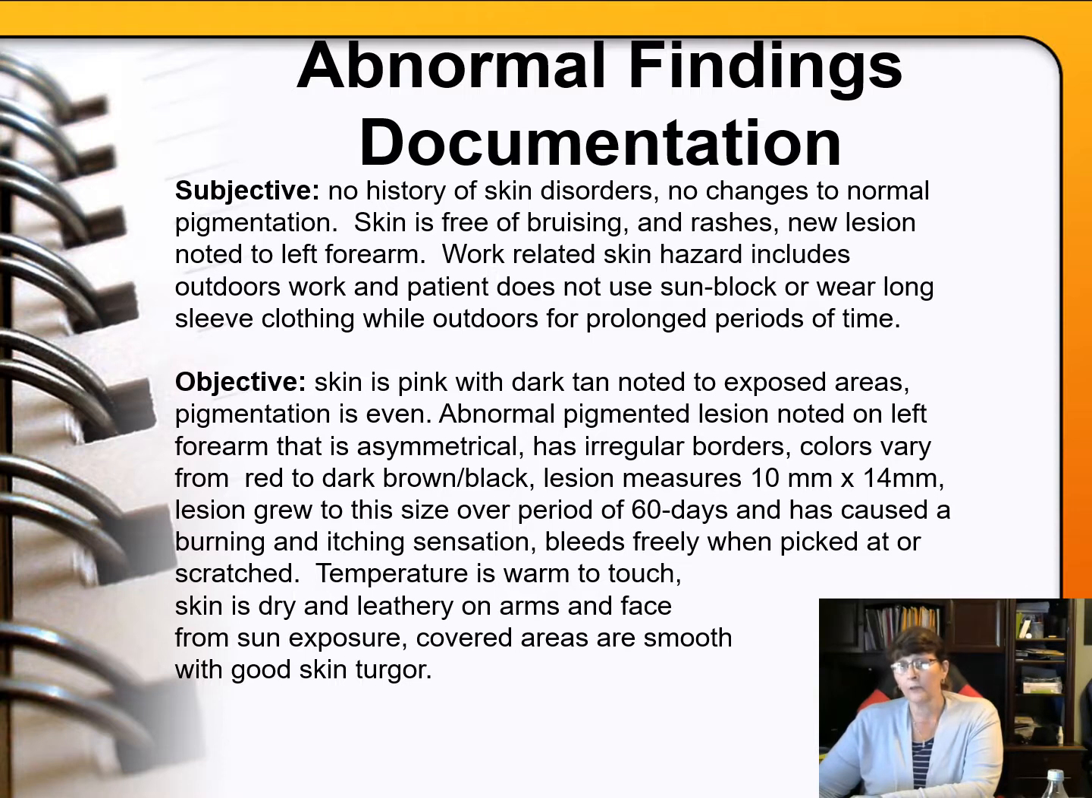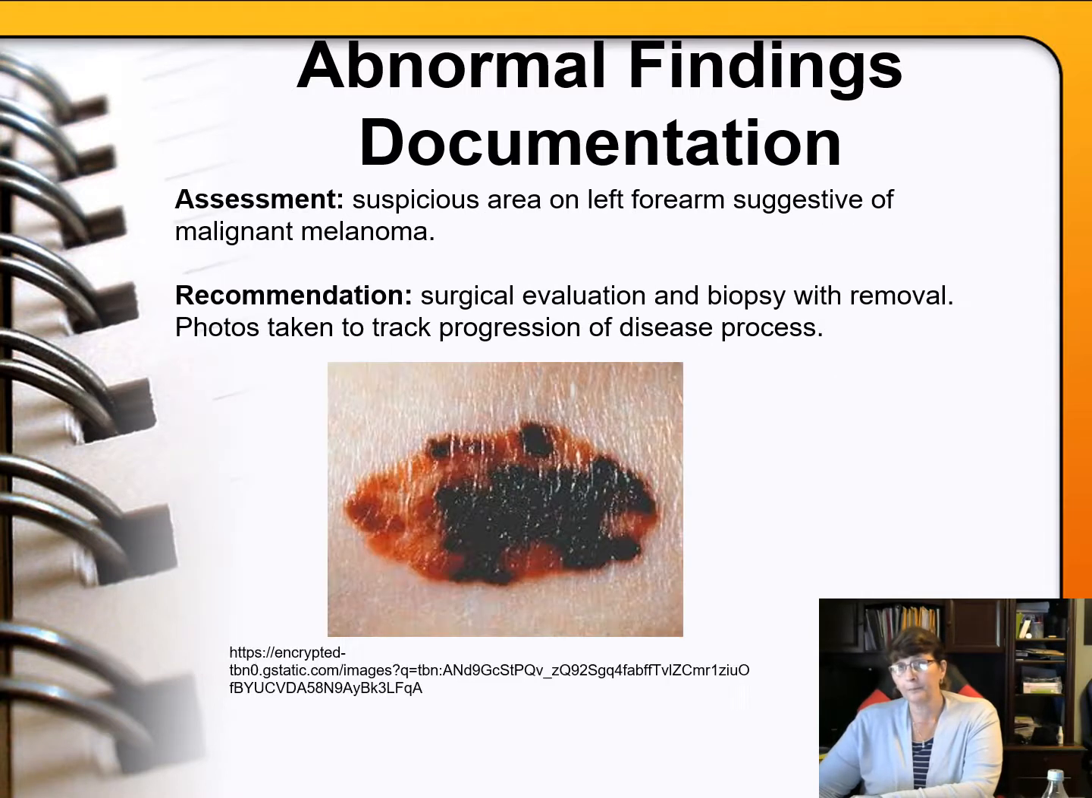An abnormal pigmented lesion is noted on the left forearm that's asymmetrical and has irregular borders. Colors vary from red to dark brown to black, and the lesion measures 10 millimeters by 14 millimeters. This lesion grew to this size over a period of 60 days and has caused a burning and itching sensation. It bleeds freely when picked at or scratched. The temperature is warm to touch. The skin is dry and leathery on the arms and face from the sun exposure, and the covered areas are smooth with good skin turgor.